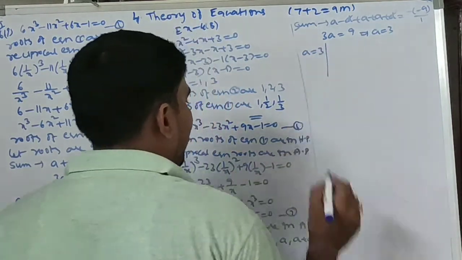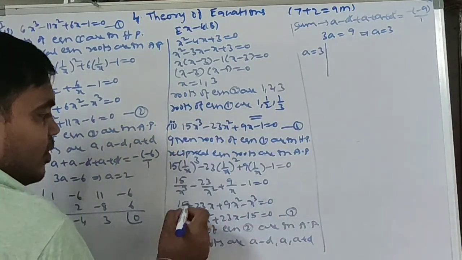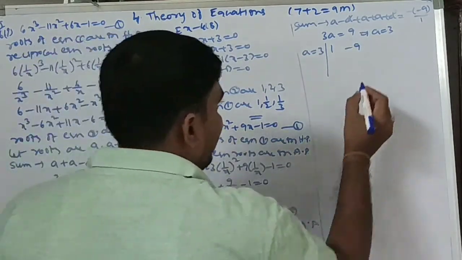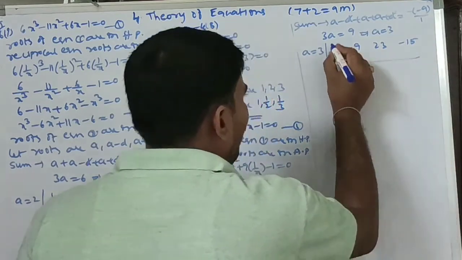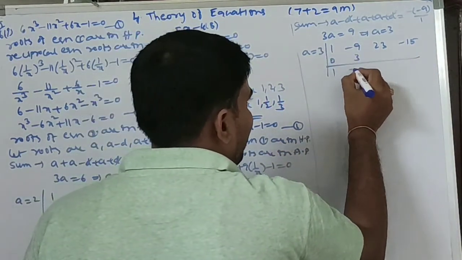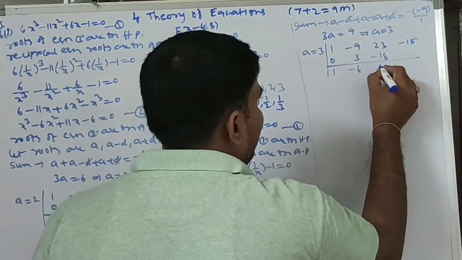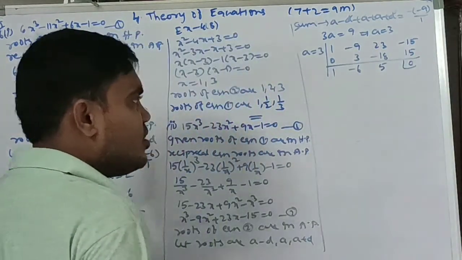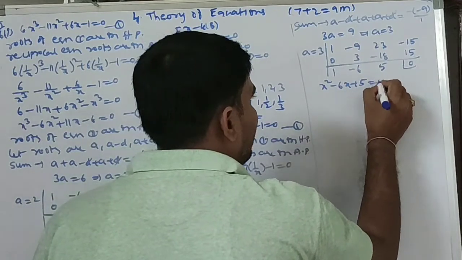I want to apply Horner's method. So I take the coefficients of equation 2, not equation 1: 1, minus 9, 23, minus 15, with 3: 0. 1 plus 0, 1. 3 into 1, 3. Minus 9 plus 3, minus 6. 3 into minus 6, minus 18. 23 minus 18, 5. 3 into 5, 15. So the remainder is 0, and we get x square minus 6x plus 5 equal to 0.